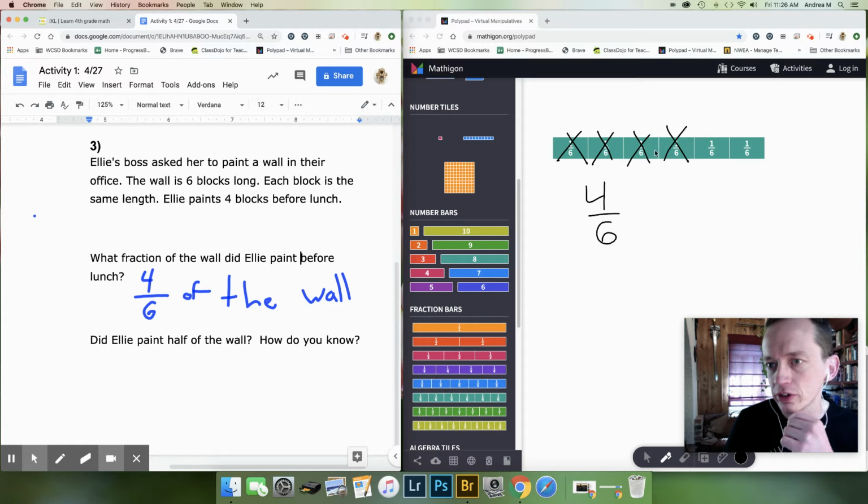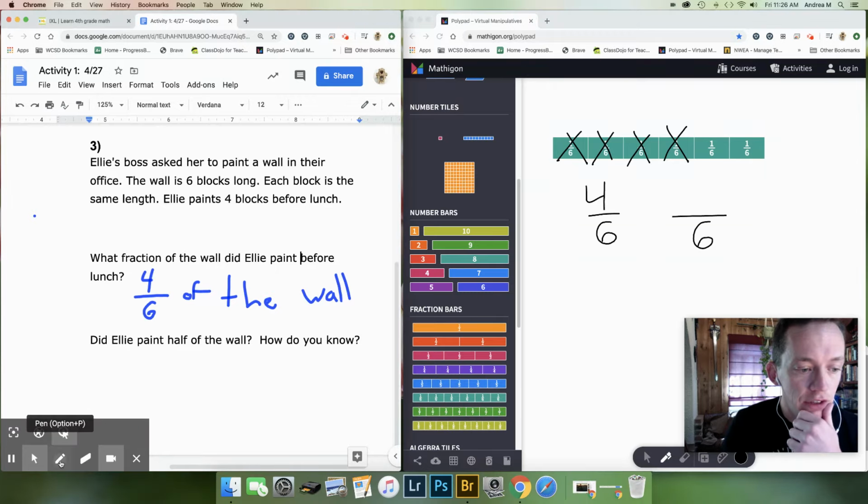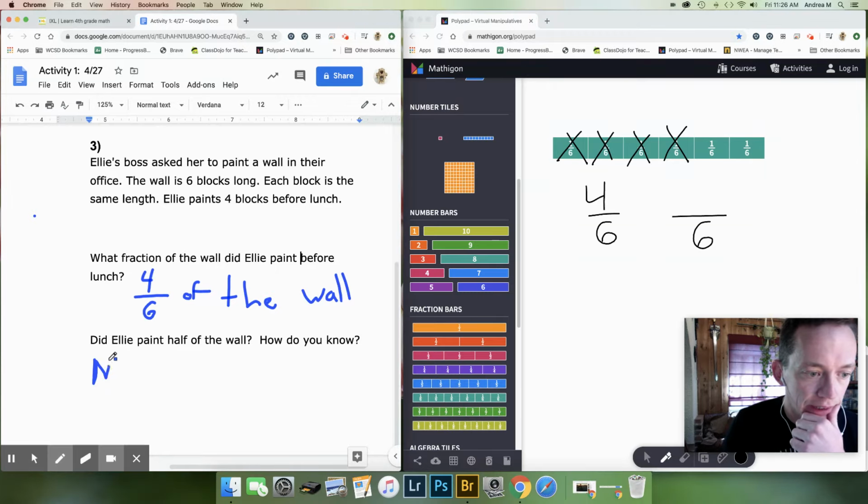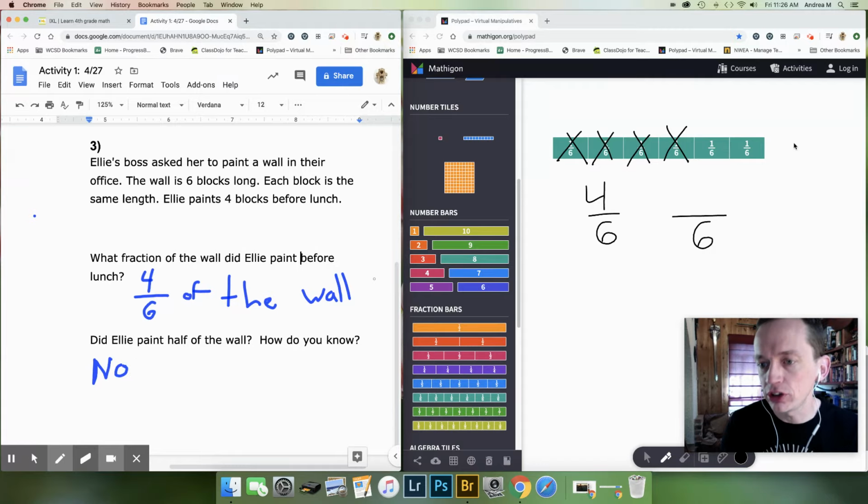How did you know? So let's take a look at our model and let's think about what we know about halves and equivalent fractions. So this is out of 6. This wall is out of 6. So the question is, did she paint half of the wall? And if you said no, you are correct. She did not. Okay, so how do you know that she did not paint half of the wall? So the question would go, did she paint less than half or more than half? So if you look at my model or look at the model that you drew, how would you explain that?